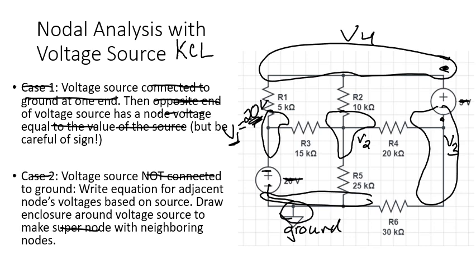So how do I write how the nodes on either side of this 5 volt source are related to the 5 volts? Well, which side is the higher voltage? This one has the plus, so it means that this side is my higher voltage. That's V4.